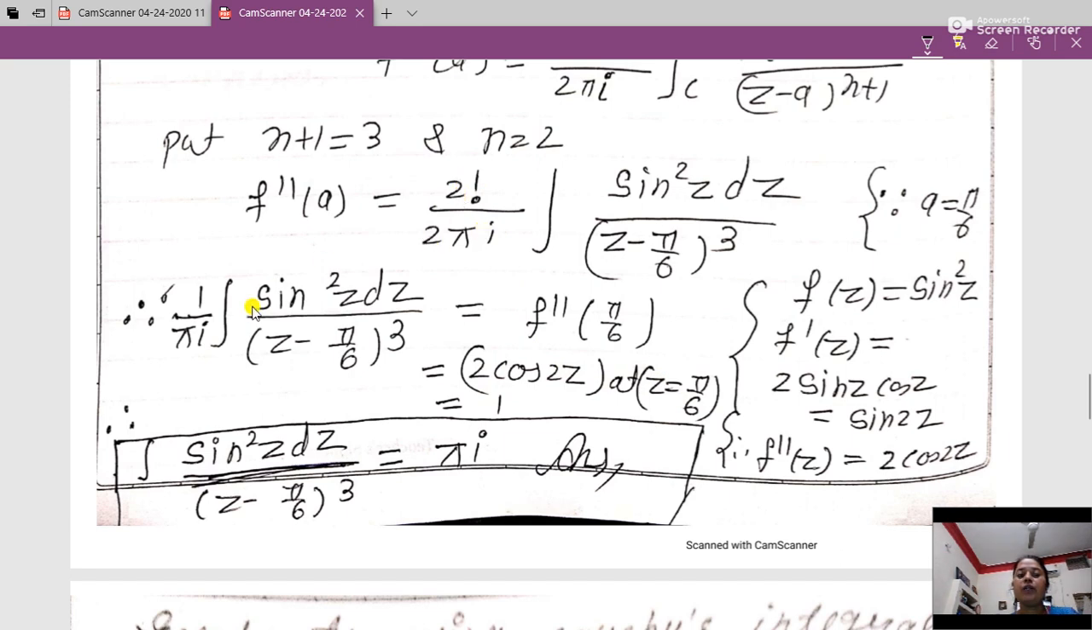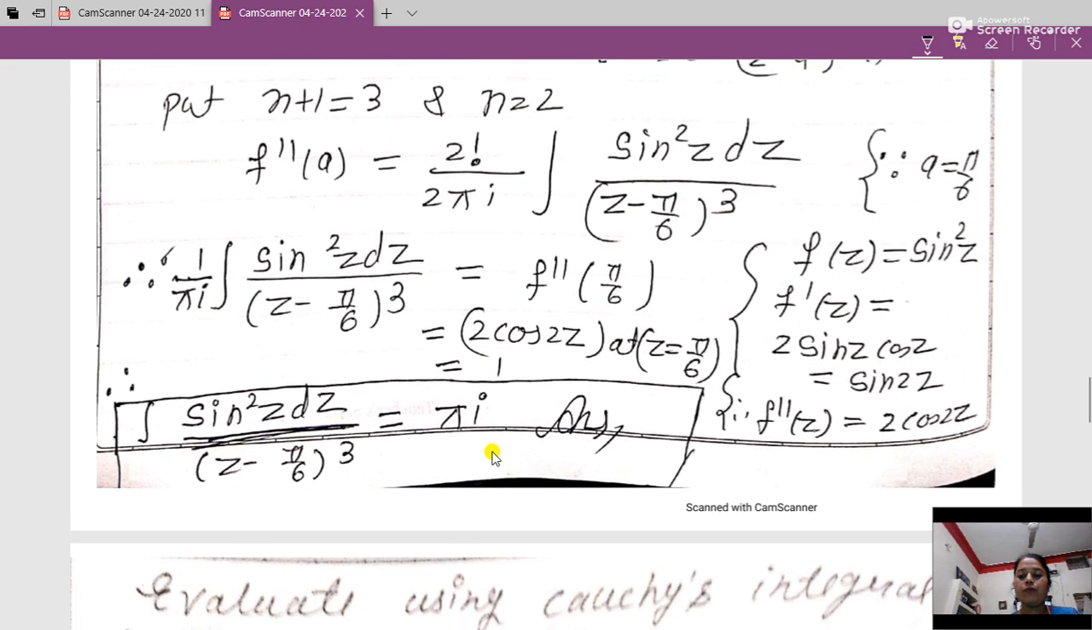When we simplify it, it is simply 1 upon pi i into the integration of sine square z dz upon z minus pi by 6 whole cube. Since we have to find the value of this, we have to evaluate this integration. Therefore, by transposing this value to the other side, the integral of sine square z dz upon z minus pi by 6 whole cube is equal to pi i into 1, that is equal to pi i. Therefore, we have calculated our integration.